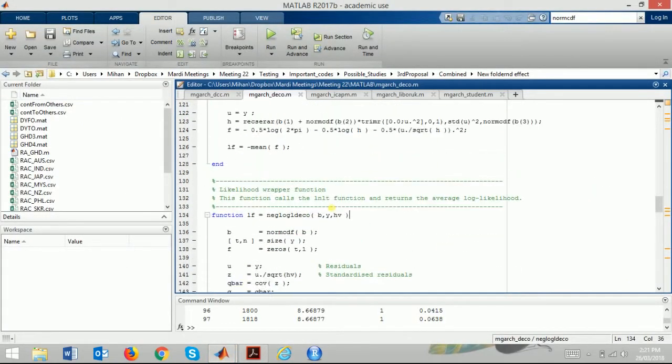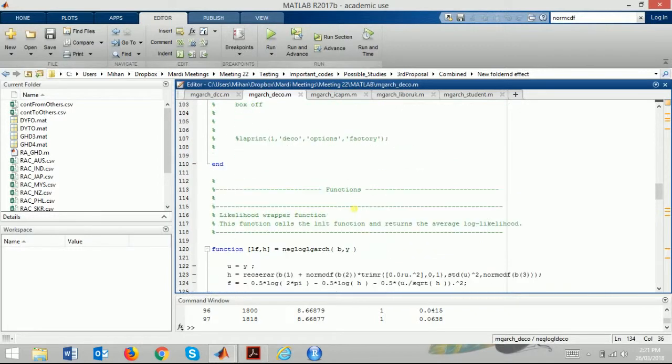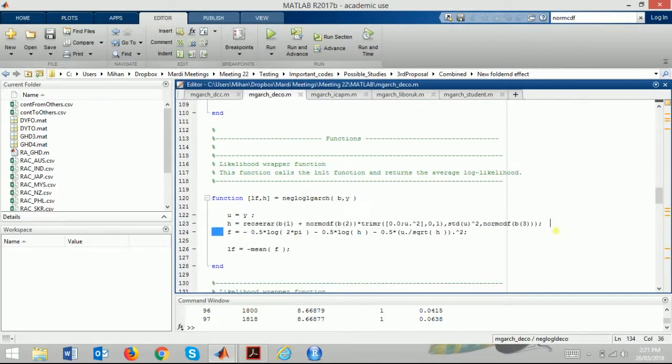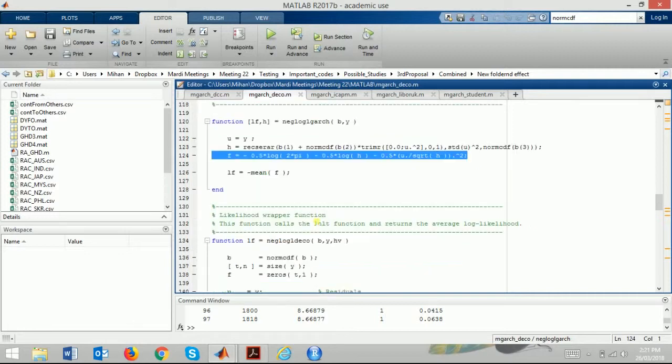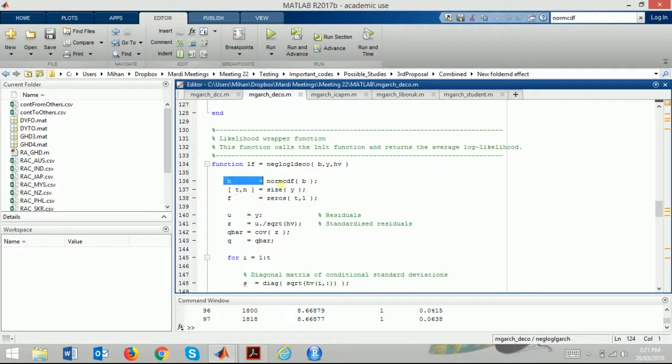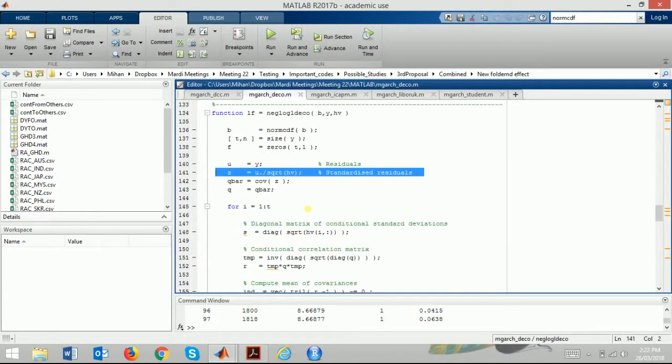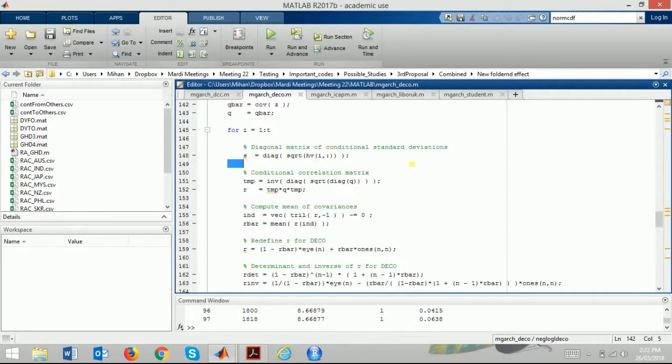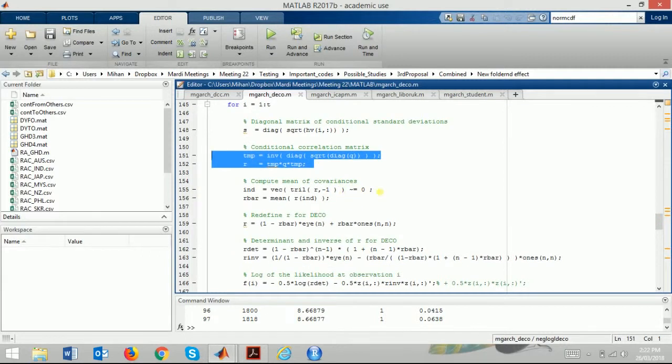So let's start with the functions in the DECO model. Again, U equals the returns, and we just memorize U squared divided by H squared. The log likelihood report function, because the log function returns the average. Log likelihood function, fine. Negative DECO, with B again with the normal CDF. Residuals, standardized residuals. Then the variance, Q bar, diagonal matrix, exactly the same as before. Conditional correlation, just compute the mean of the covariance.